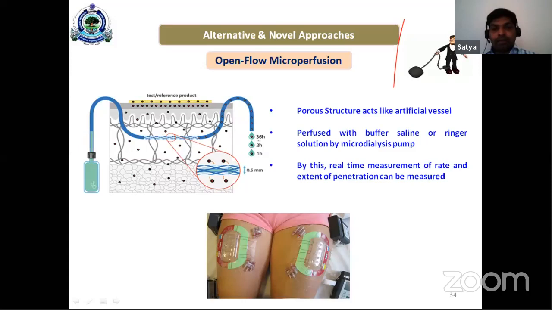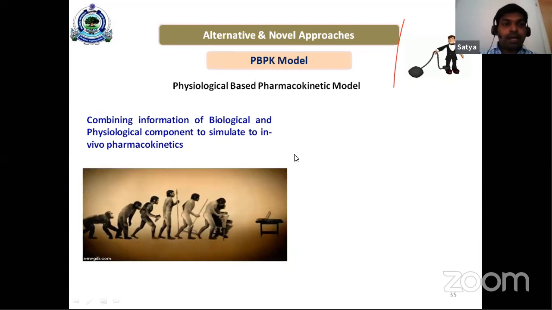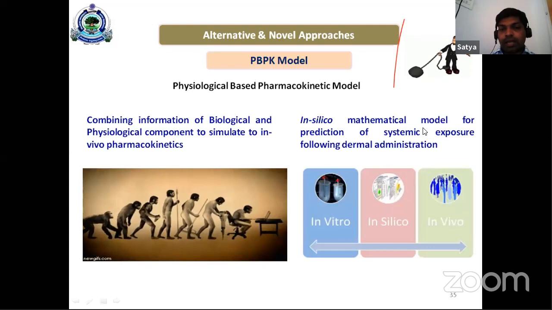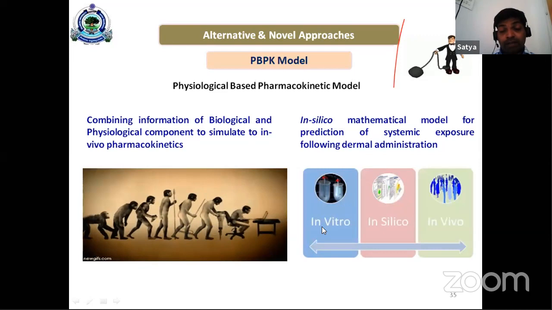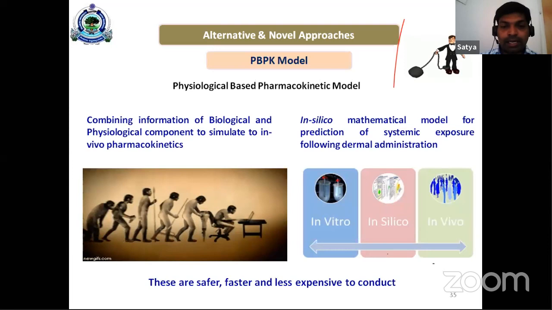Okay. And the second would be PBPK modeling, physiologically based pharmacokinetic modeling. FDA has had a little bit of success on this, I would say, because it combines information of biological and physiological components, mainly to simulate the in vivo parameters. For this, a lot of literature and in vitro and in vivo information will be required before simulating any data. So it is an in silico mathematical model to predict systemic exposure. Simply, you have to collect data from in vitro and in vivo, and for any molecule you need a lot of information to go into PBPK modeling simulations. These are mainly safer, faster, less expensive.